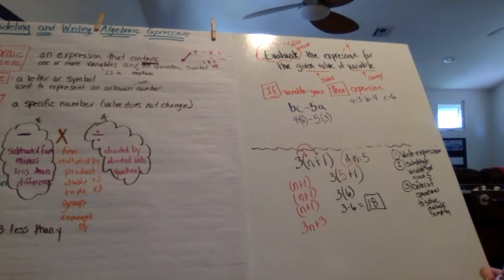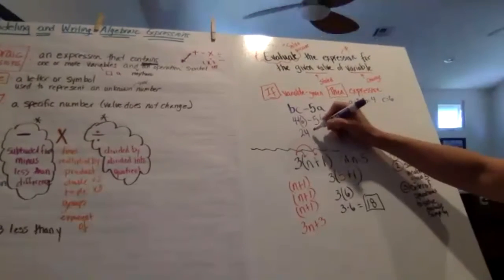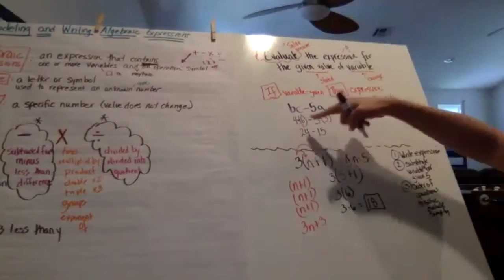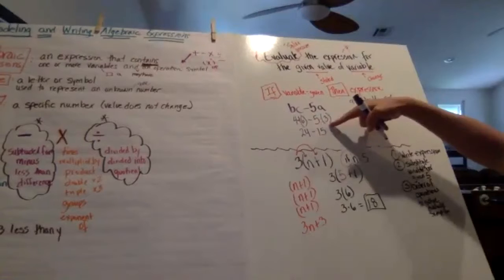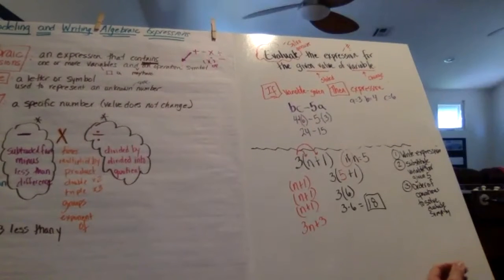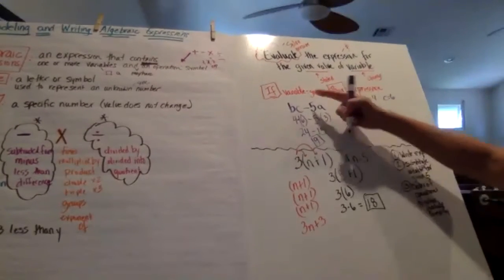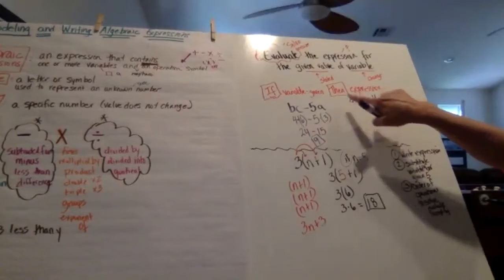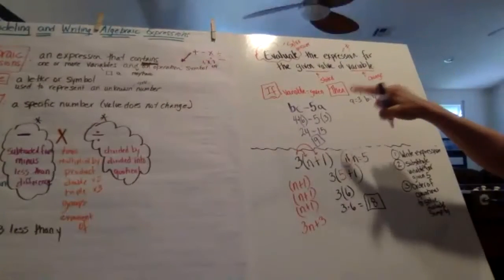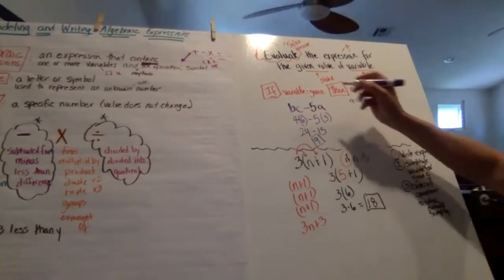4 times 6 is 24. As I'm doing that, I'm thinking, making sure it still is minus 15. So now I'm using order of operations, do multiplication first. And now I'm into subtracting, 24 minus 15. That is 9. So if A is 3, and if B is 4, and if C is 6, then B times C minus 5 times A is 9.